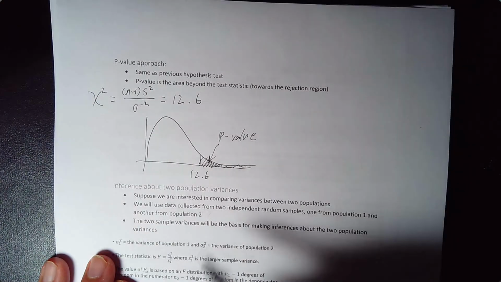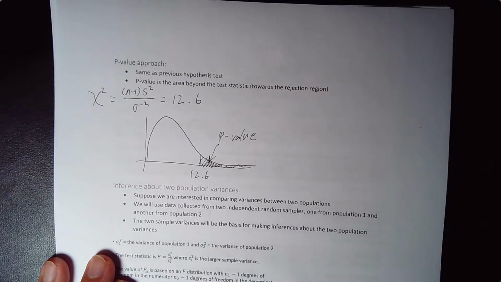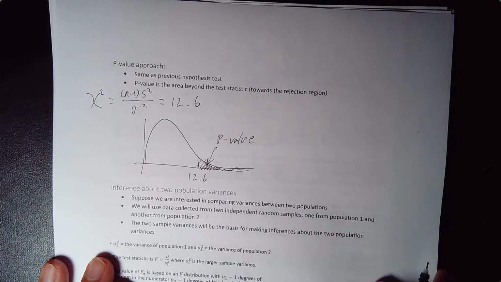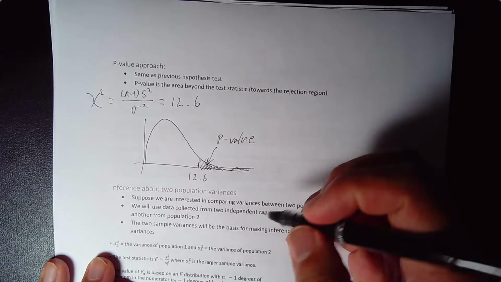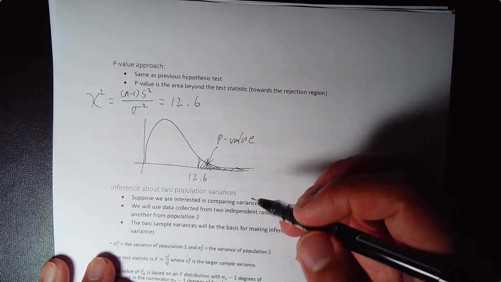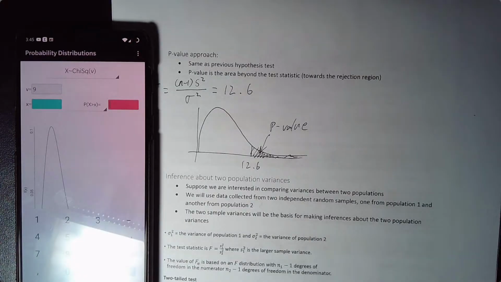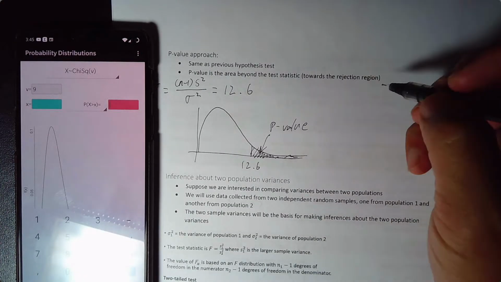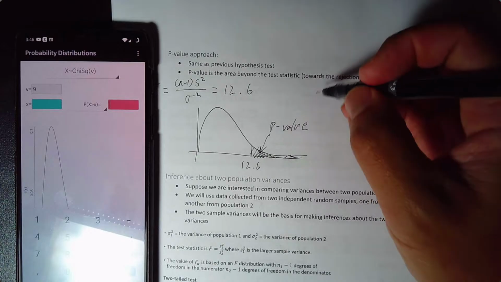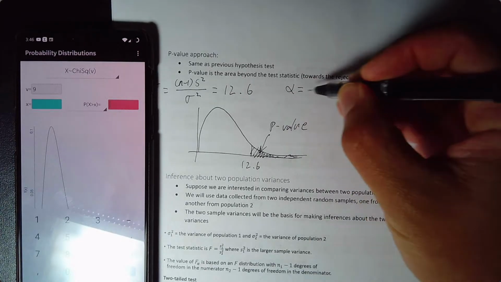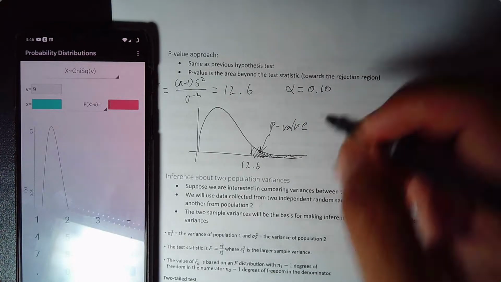And if that's small enough, then we will reject. Okay, and so let's go ahead and calculate that p-value using our app. Okay, so I need to give an alpha. So previously our alpha was 0.10, so let's go ahead and use the same alpha here.